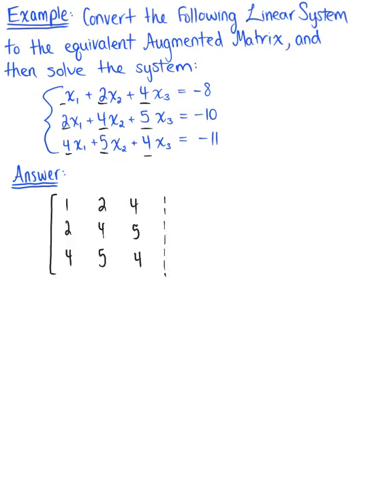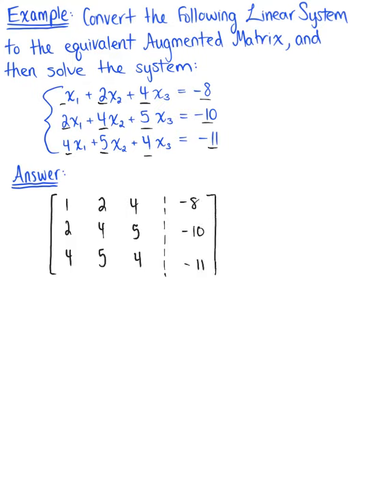I want you to note that the textbook doesn't use a dotted line at all, so just be careful. I'm incorporating the dotted line. I think it helps to keep things more clear, but just keep that in mind as you read through the sections. And on the right-hand side of our dotted line, we have the constants, -8, -10, -11.